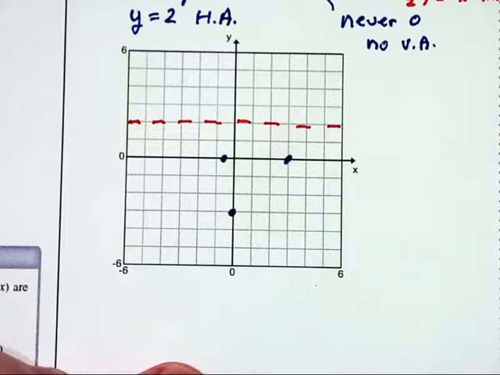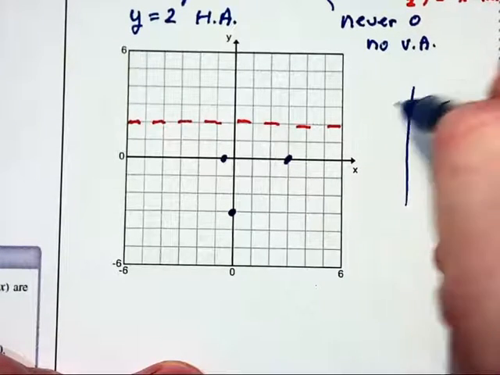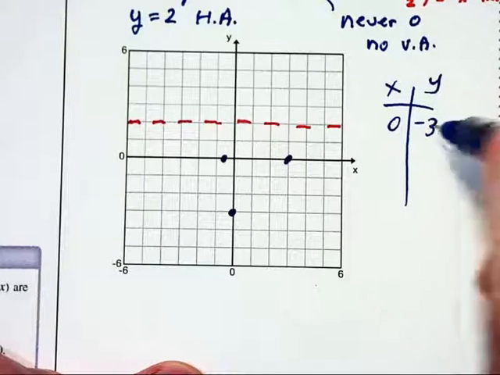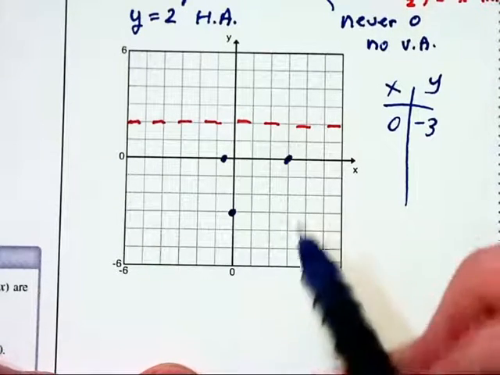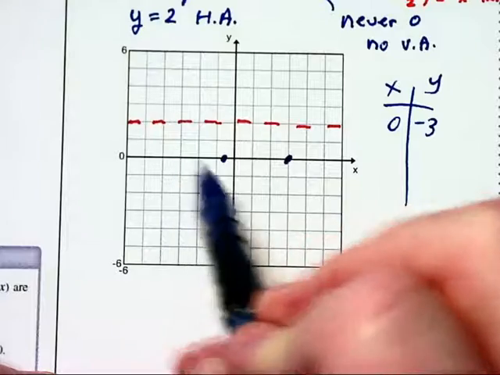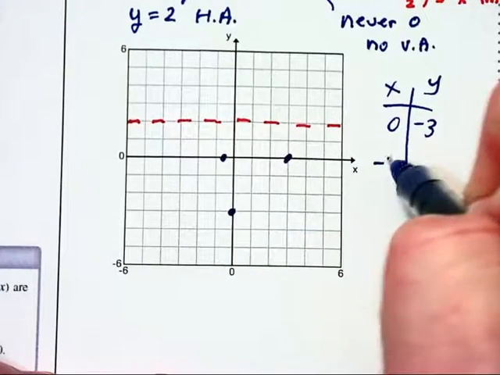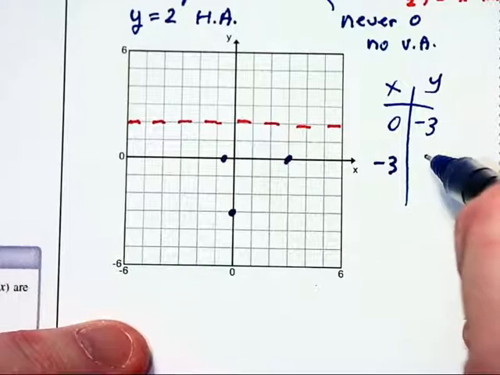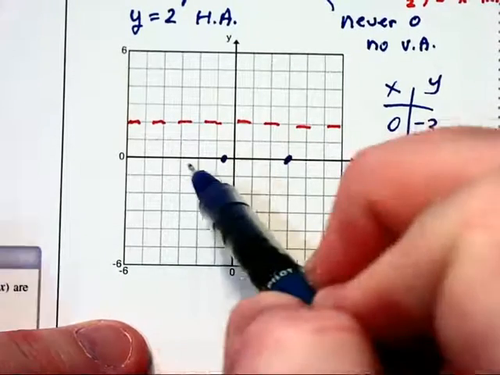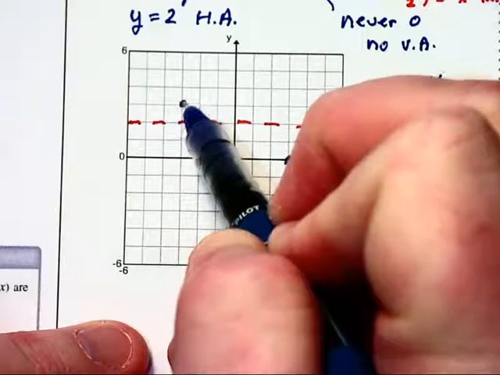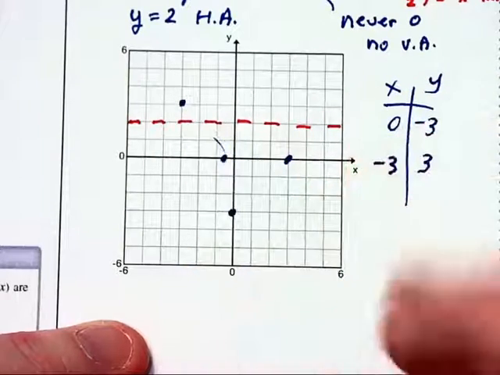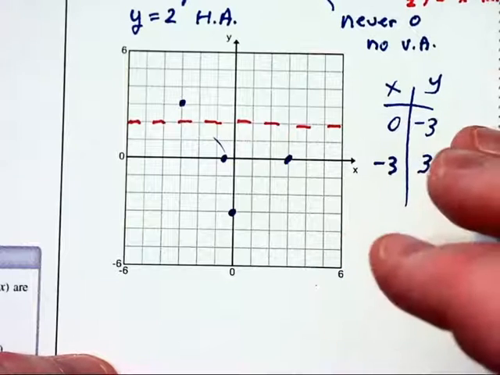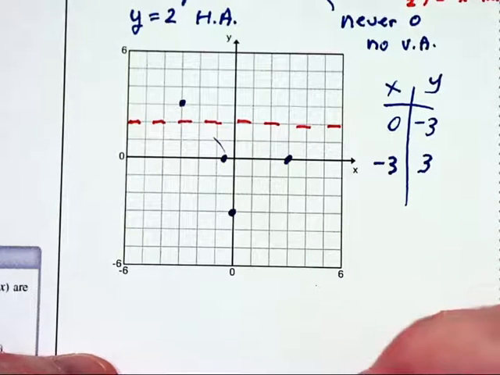So let's now do an xy chart. We already know that 0 gives us -3. I kind of want to see what's going to happen over here on the left a little bit. So I'm going to try -3, and when I substitute that in, it turns out that I get 3. -3 up to 3. Hey, we just crossed a horizontal asymptote. We are allowed to do that. We can cross horizontal ones, we just can't cross vertical ones.